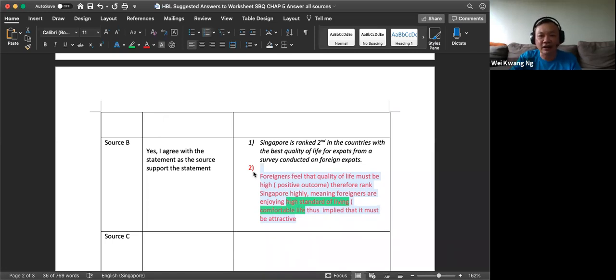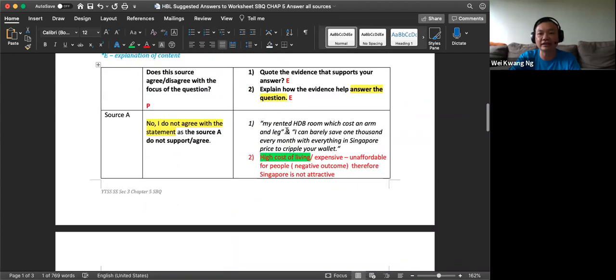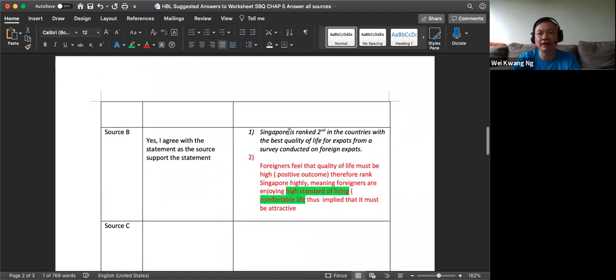So I go back to the answer scheme again. After looking at 2 sources, you are already getting 5 marks. Can you see that? You're looking at 2 sources, and you're already getting 5 marks, because you're doing explanation on both sides of the argument.